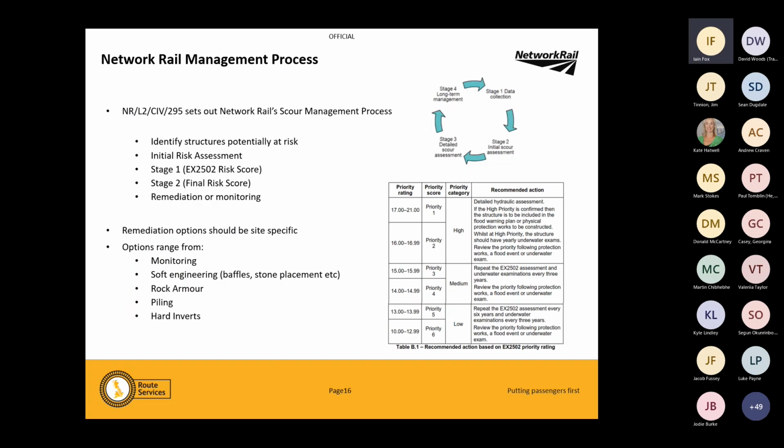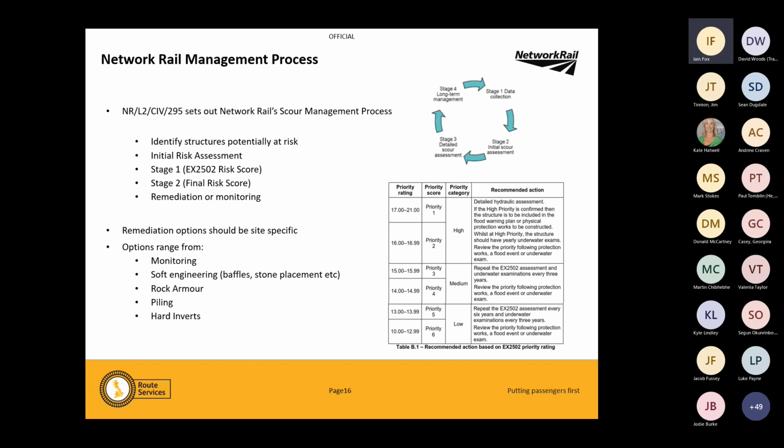So we do have a management process. It's called Civ 295, and it essentially gives us a two-pronged attack to figure out how much at risk our structures are of scour. So we do a stage 1 assessment, which is a very, very high level assessment. If it comes back as possibly high risk, we then start to get hydraulic modelling done. We get coring done to find out foundation depths. There's a lot of assumptions going into stage 1, and there's a lot of fact that goes into stage 2 to try and confirm or update the score.